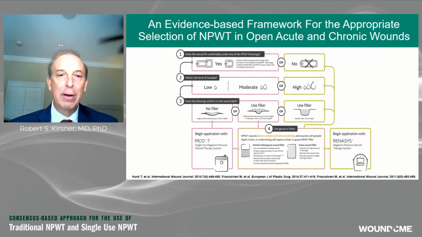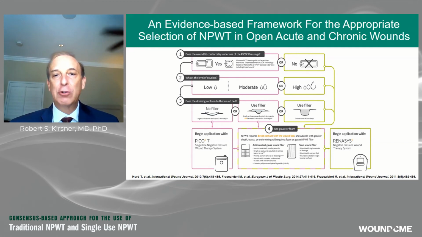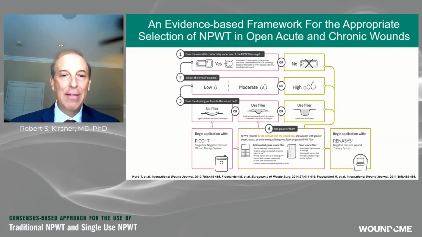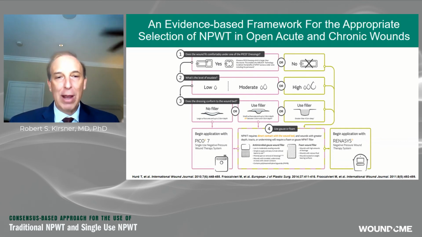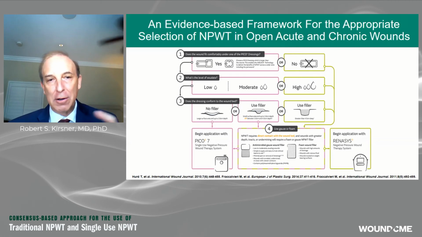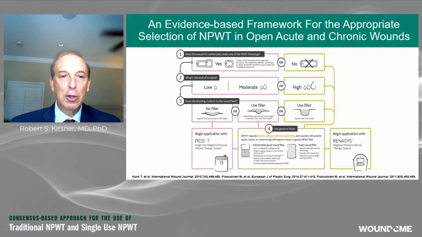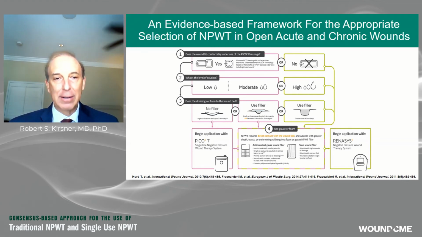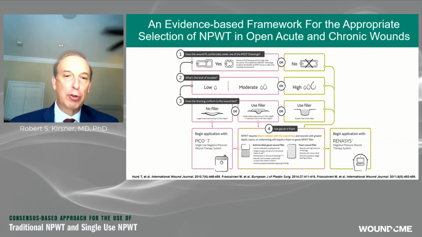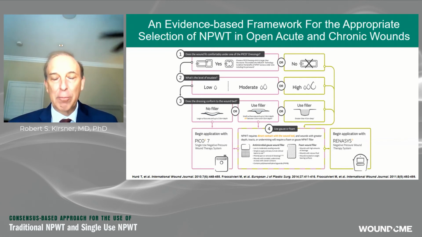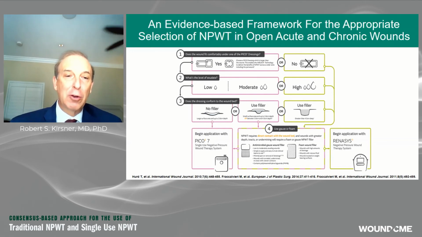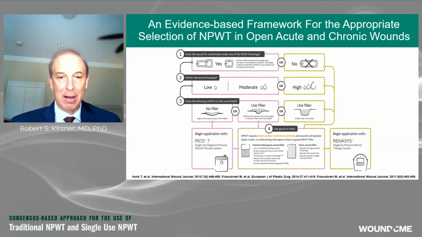For low or moderately exudating wounds, the PICO dressing would be an appropriate choice, while for highly exudative wounds, you may then go to traditional negative pressure devices. And then finally, if you're going down that pathway of a wound that fits under PICO and is low or moderately exudating, then you have to decide whether or not you want to use a filler, because a filler can be used in both traditional and single-use negative pressure devices, but you can also use the PICO device without a filler.